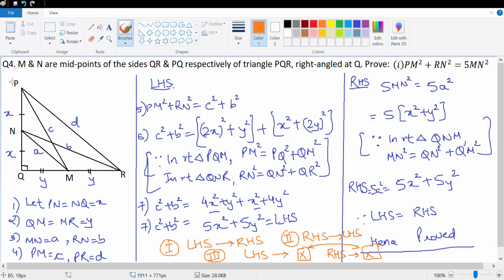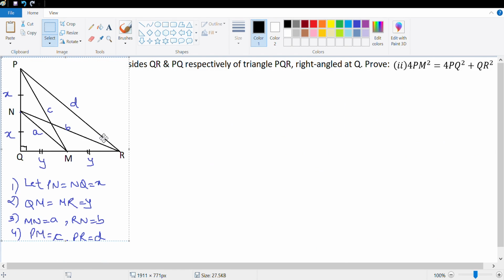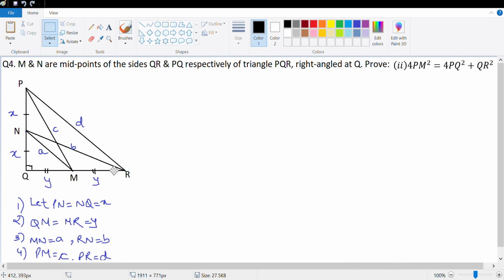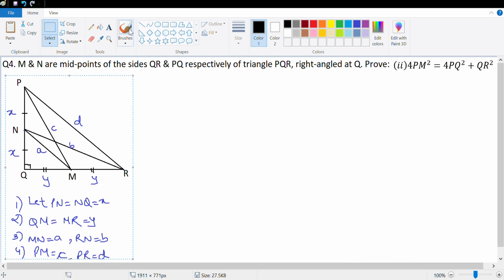Let me just copy what assumptions we've taken, and let's try and solve the second part of this question. So let's look at the second part. So that's part 2. Let's try and work with this question. We need to prove 4PM square is equal to 4PQ square plus QR square.